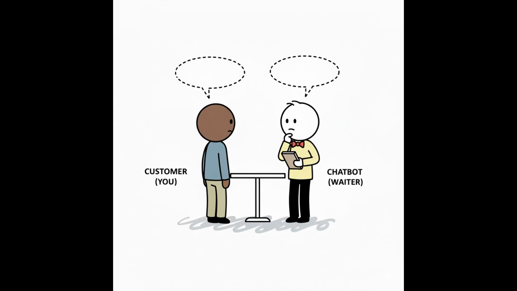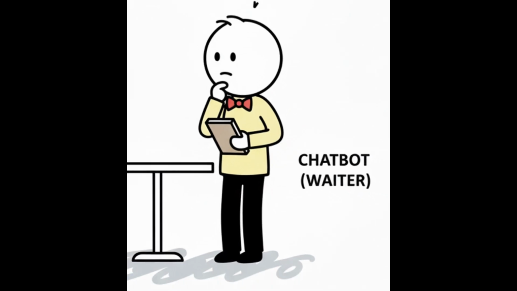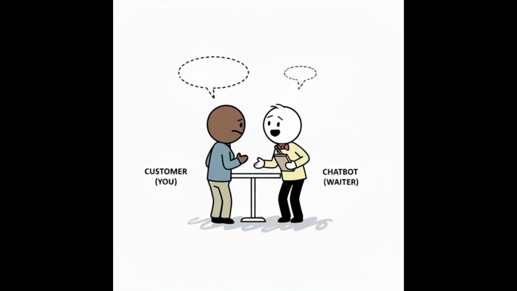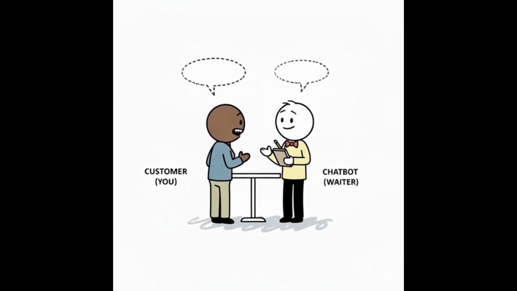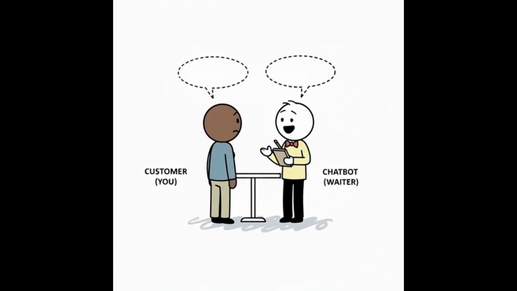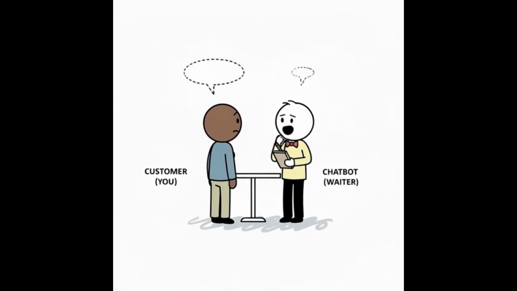So imagine you're at a restaurant and you want to order food. You talk to the waiter and they take your order. The waiter is like a chatbot. They're a person or a computer program that listens to what you want, understands your request, and responds accordingly. So you possibly say you want to order a burger, and the waiter tells you, okay, great choice. We have 3 types of burgers. Which one would you like?